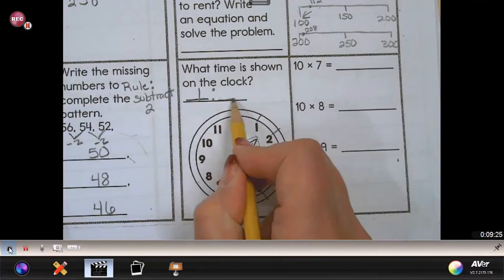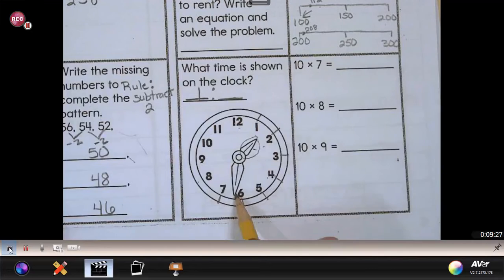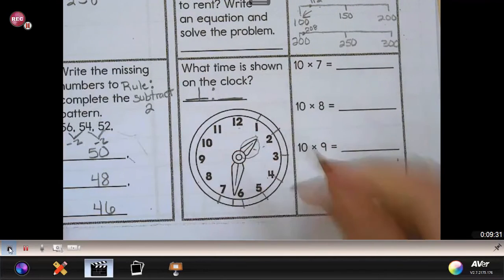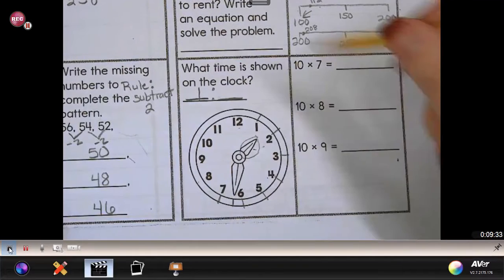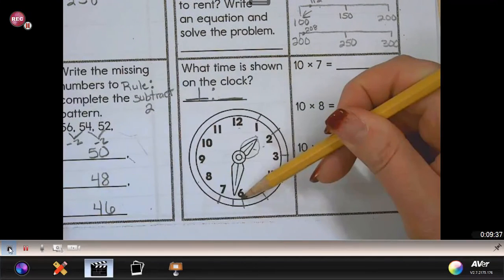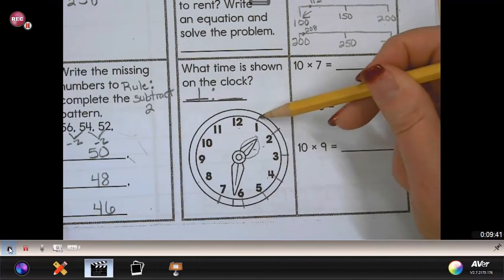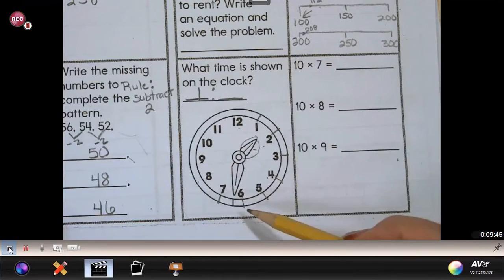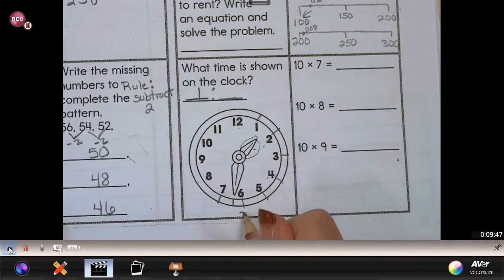Our minutes are going to be helping us use the minute hand. So it's pointing right here. If we know that we have up to 6 is 30, but if we have to, we can count by 5s. We could go 5, 10, 15, 20, 25, 30. We should automatically know that at the 6 it's 30.